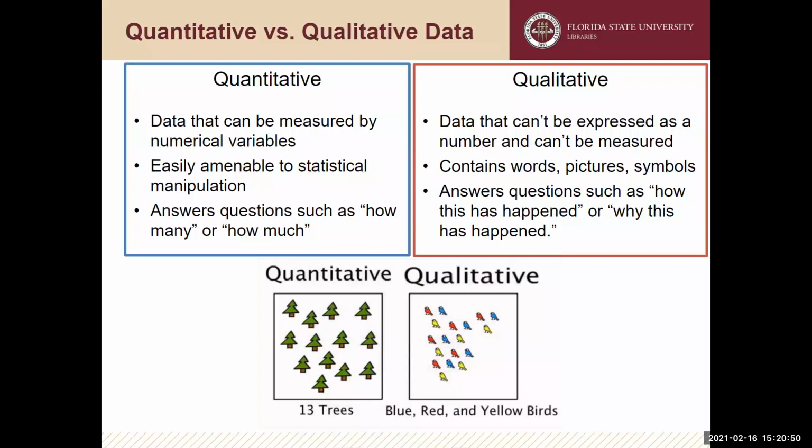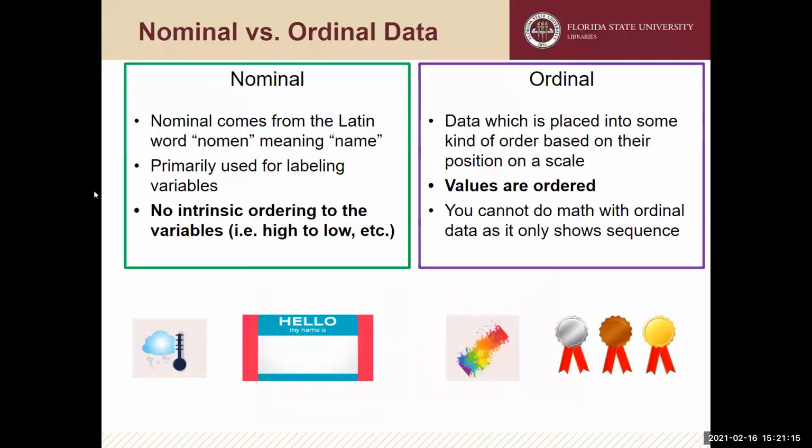And examples of qualitative data would be colors, or locations or names. Something that can be used to describe something, right? So here we have a nice little picture of birds in different colors. If we're noting the colors, that would be an example of qualitative data. Breaking qualitative data down a little bit further, we have nominal and ordinal data.